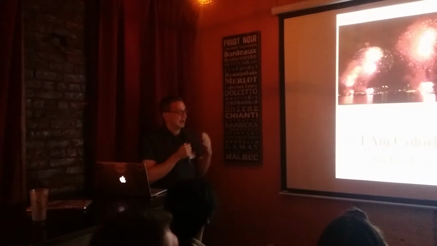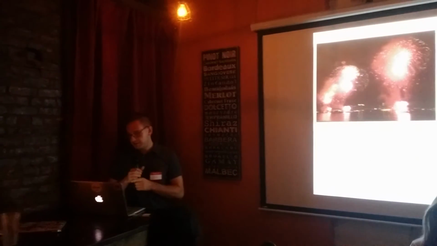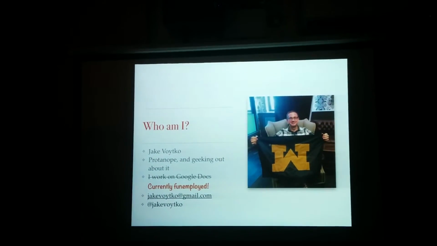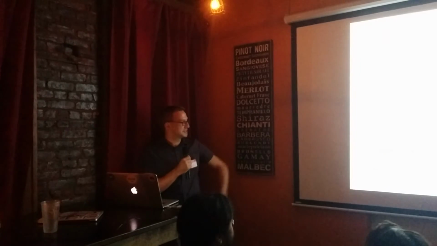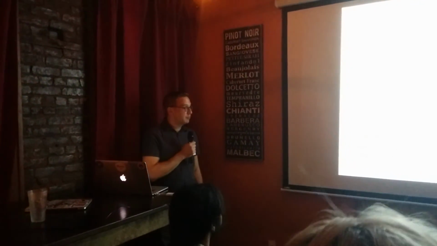Section 2, where I take you through the process of how I built a colorblind Twitter account. So who am I? Again, I'm Jake Boyko. It's very easy to find me online. I'm jakeboyko@gmail.com. I'm at Jake Boyko. I'm Jake Boyko at any service that ever existed. And I am red-green colorblind.